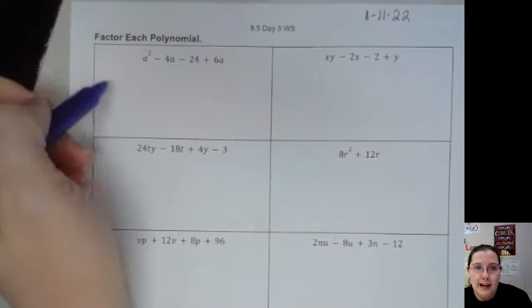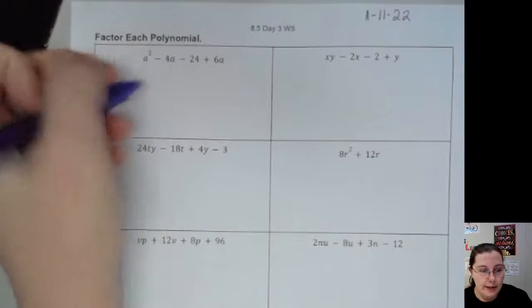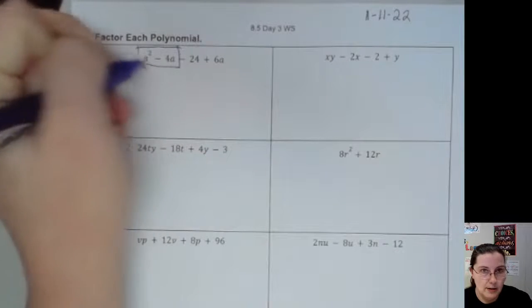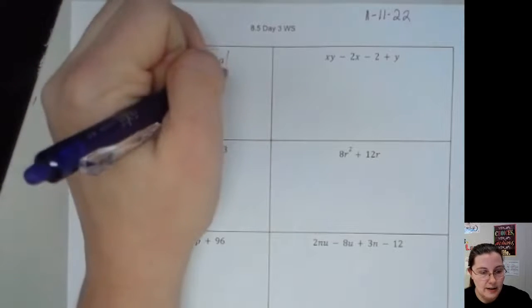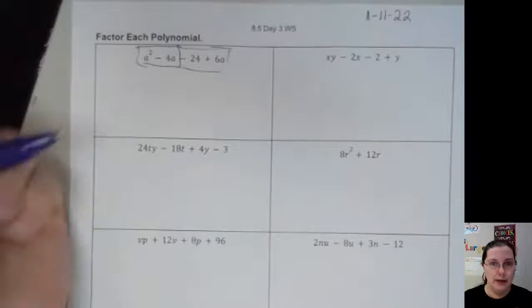So remember when we're factoring polynomials, if they have 4 terms in them, we are going to break them down. So we are going to factor this term here, and we are going to factor this term separately. So we're going to do 2 different factorings just like we've done previously.